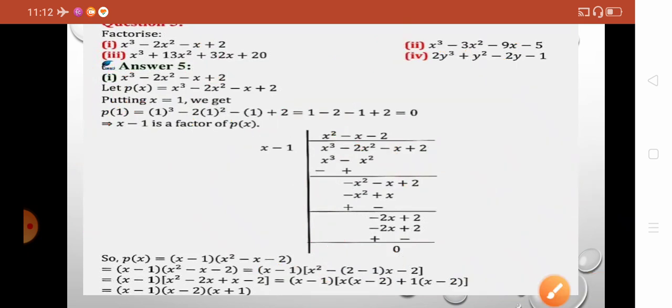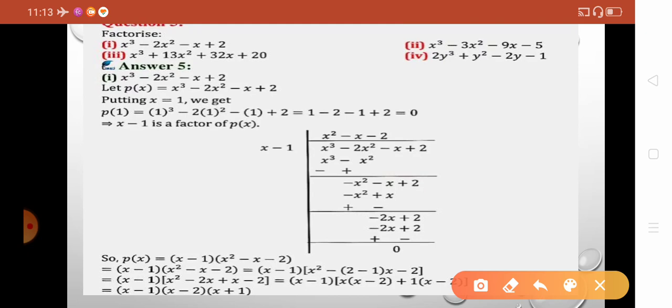In this way we will use the factor theorem to find out the factors of the given polynomial. Let us recall again. You are given a polynomial x cube minus 2x square minus x plus 2. The first thing that you have to do, you have to use hit and trial method.